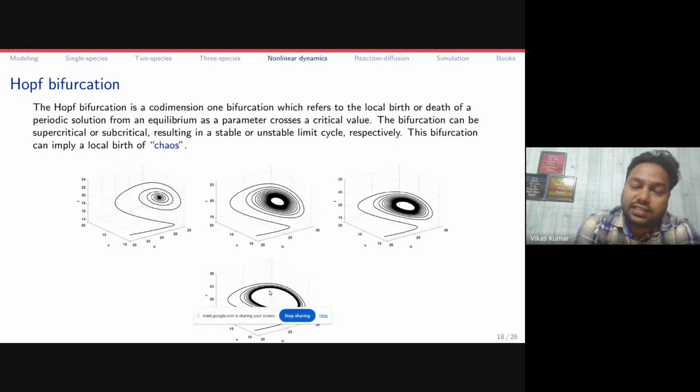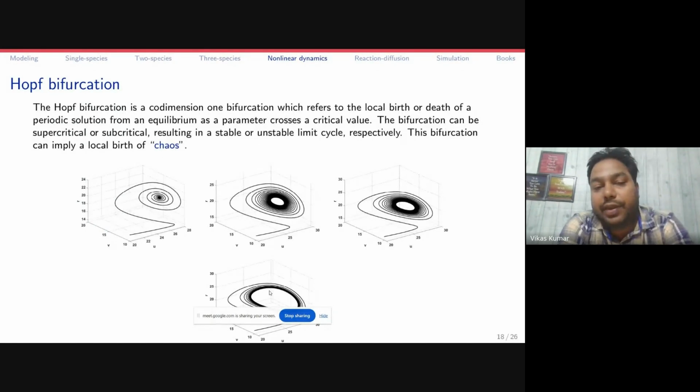So if there is some scenario where we increase a single parameter, a one-parameter bifurcation, a bifurcation parameter, and we see that there is some local birth or death of periodic solutions, such a phenomenon we call a Hopf bifurcation. When you are working with a two species model, not a single species, you are able to observe such dynamics. You can observe the Hopf bifurcation.